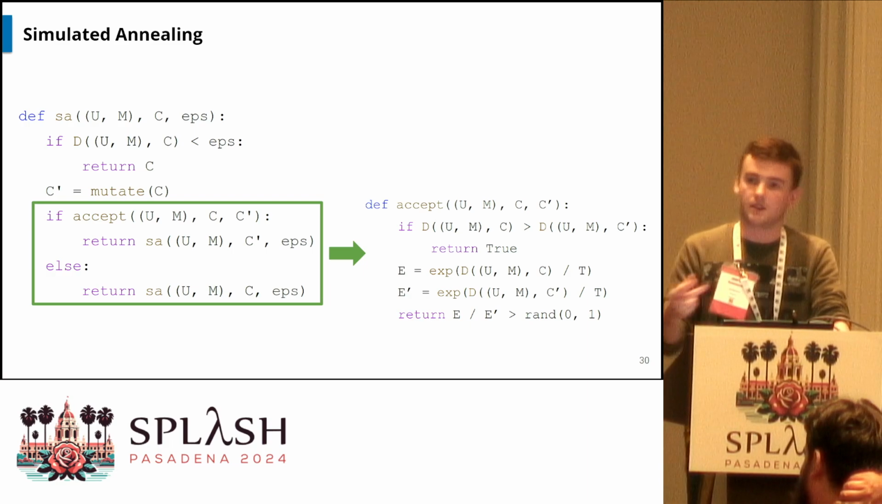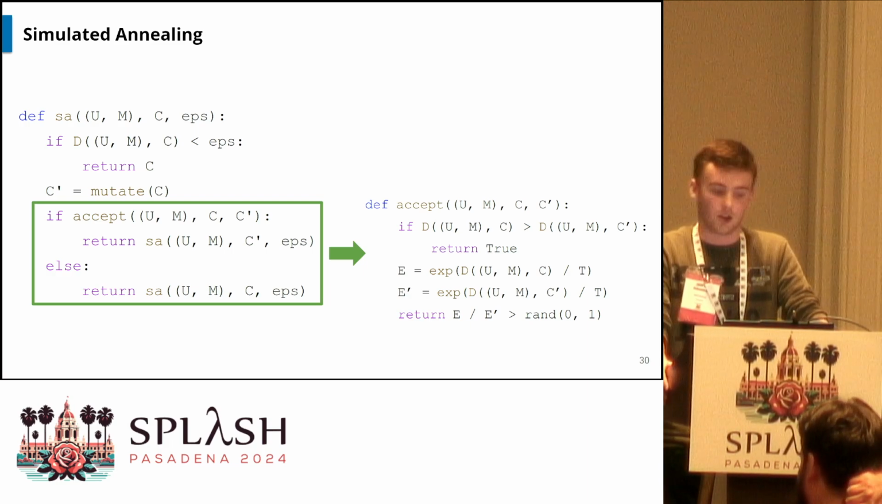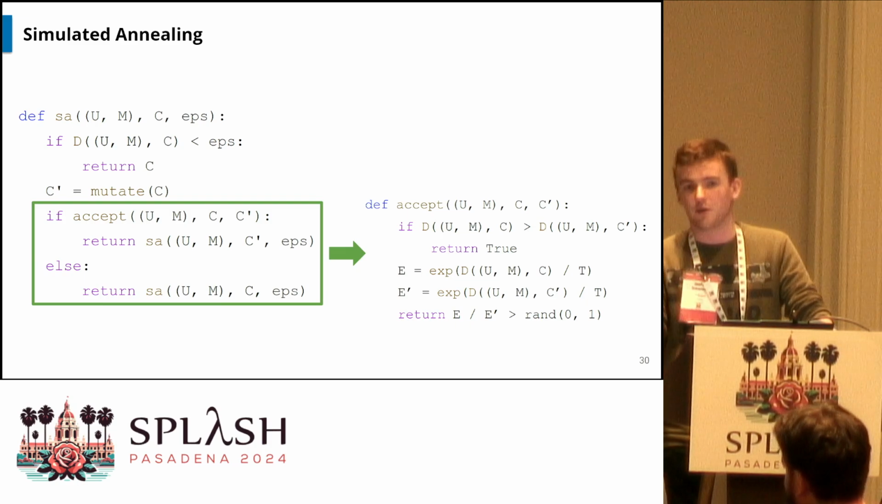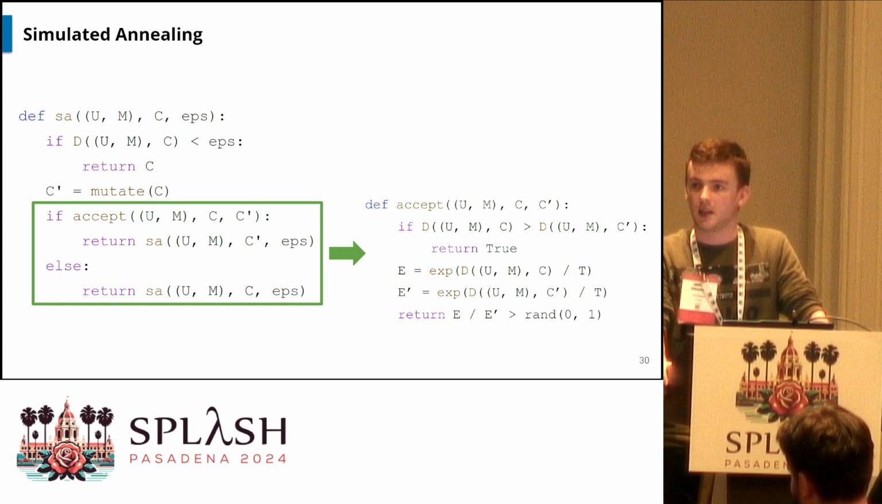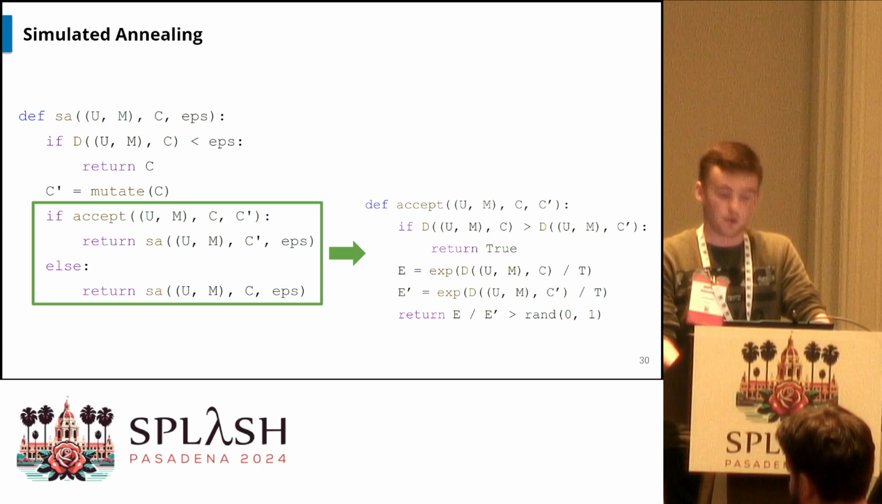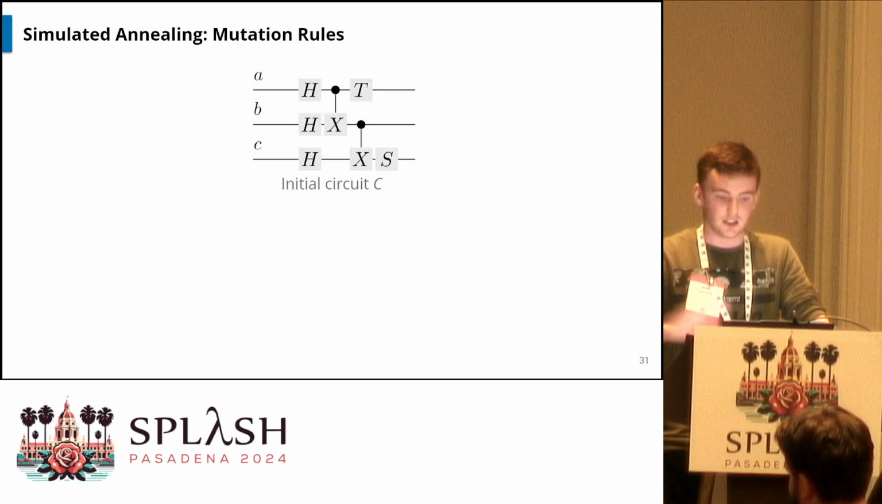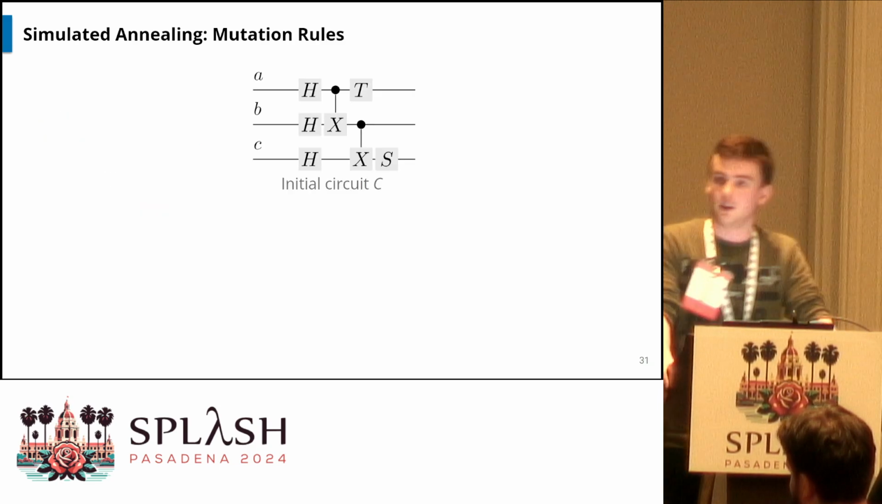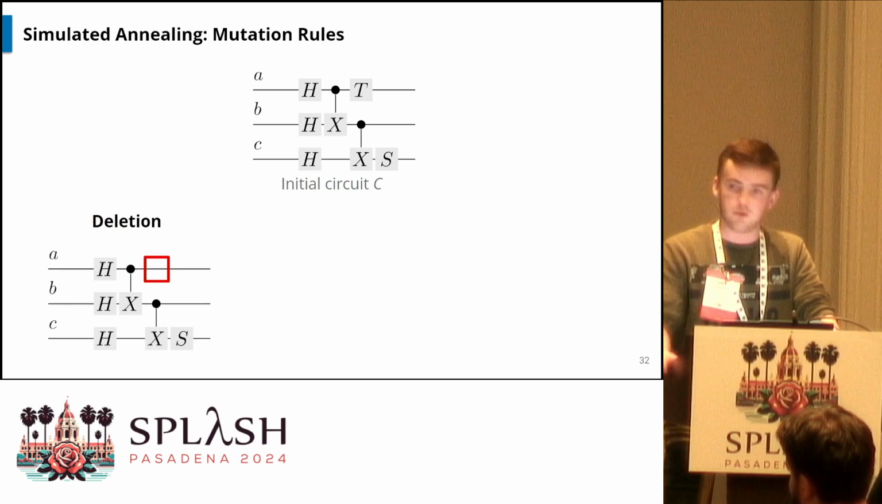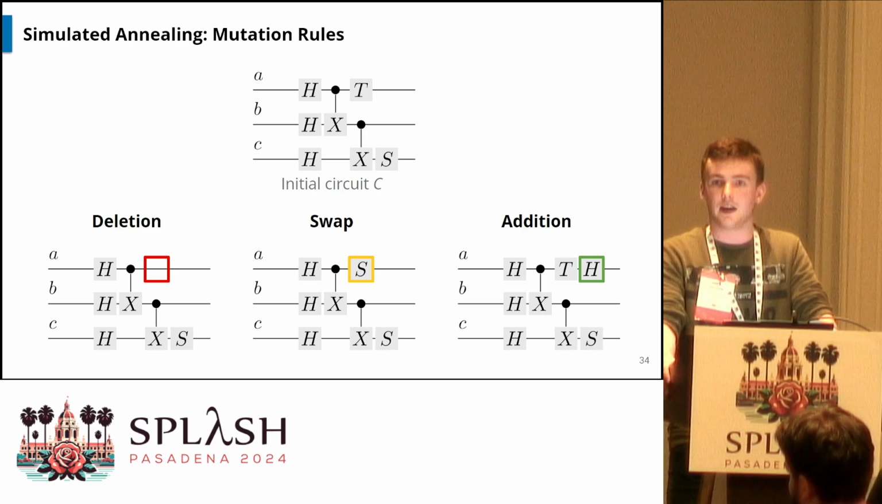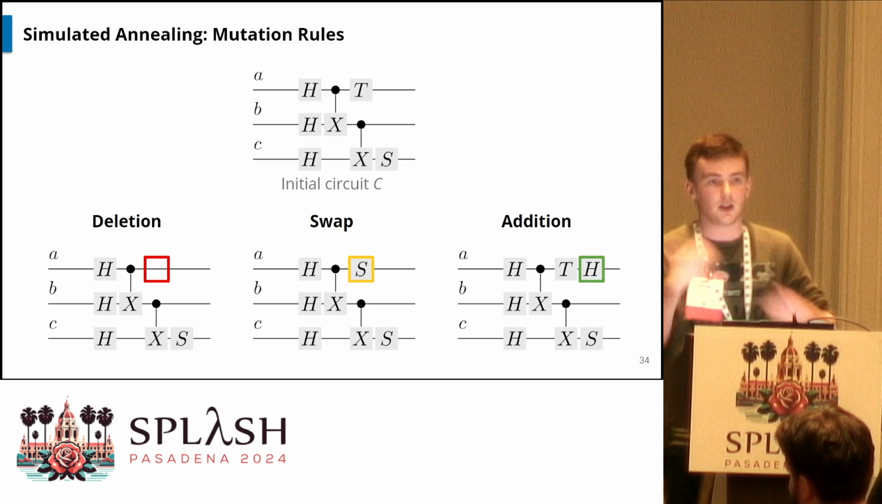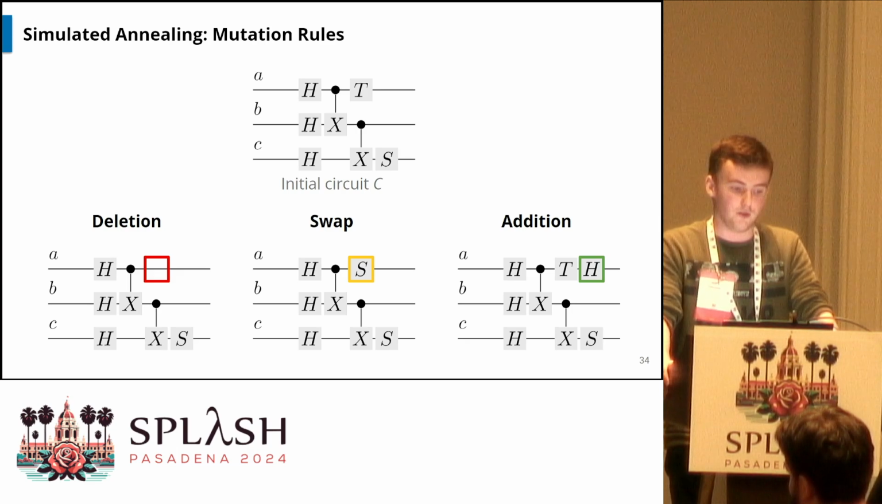There are two things that we still have to specify in this algorithm. One is this distance function, and for that I'm going to refer to the paper because those are messy details that we don't really care about here. The other one is the mutation that we do, and the mutation is very simple. Suppose we have a circuit C. We either apply deletion of a gate, we swap a gate, or we add a gate. Those are the three operations allowed, and this way you can form your mutations.